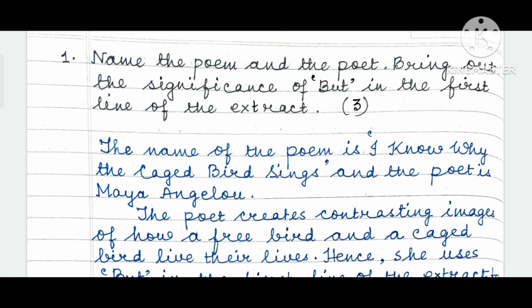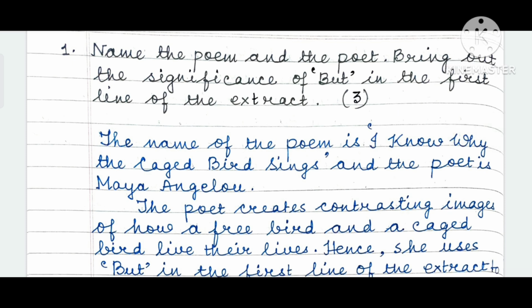The answer now. The name of the poem is I Know Why the Caged Bird Sings, and the poet is Maya Angelou. Here you will either underline the name of the text or you will put the title within quotes. The next subpart. Bring out the significance of but in the first line of the extract.